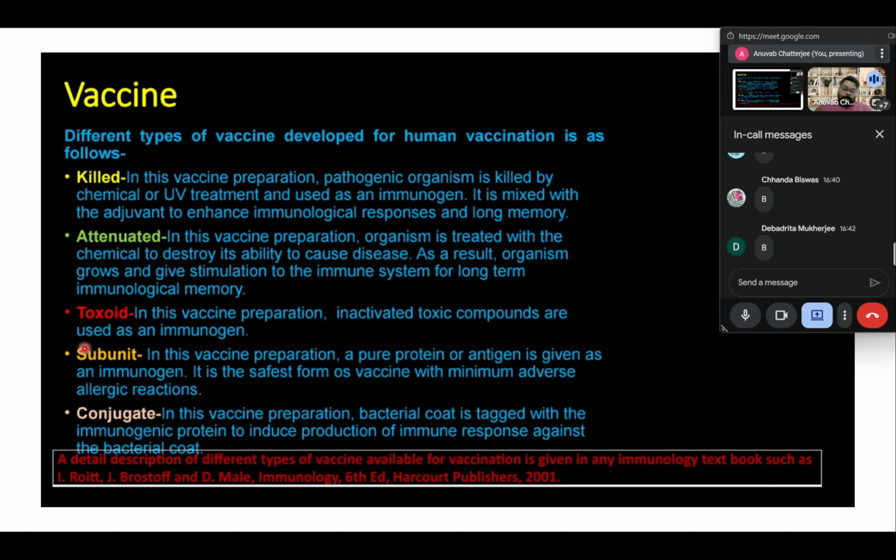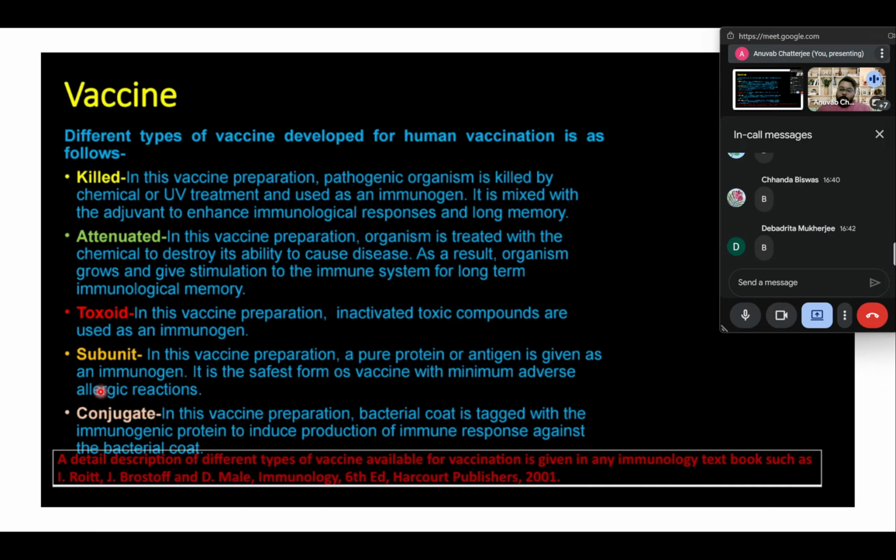Subunit vaccine, as the name suggests: instead of the whole protein that can cause the disease, you take a subunit of the protein and use it to produce the vaccine and have the body recognize it. In this vaccine preparation, a pure protein or antigen is given as the immunogen. It is the safest form of a vaccine with minimal adverse allergic reaction because the bacteria itself is not there to grow and propagate in the body. You just use the protein, and proteins by themselves should not be that harmful, which is why it is pretty safe.